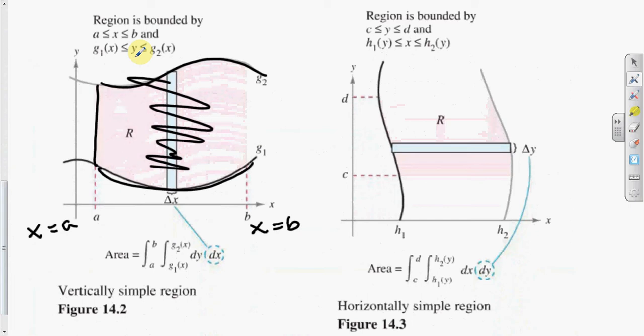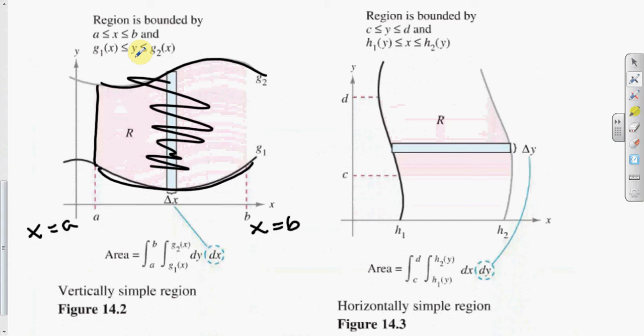So that's the vertically simple. For the horizontally simple, the region R must be bounded below and above by two horizontal lines, y equal to c and y equal to d. And then from the left and the right, it's bounded by two functions that put a boundary on x. X is bounded to the left by h sub 1 of y, and bounded on the right by h sub 2 of y.